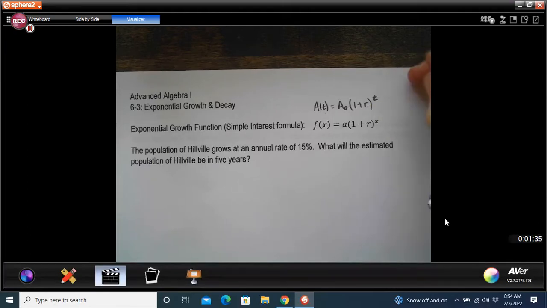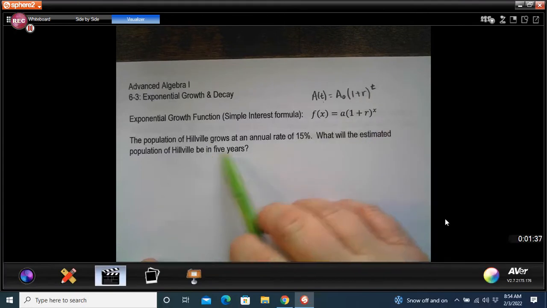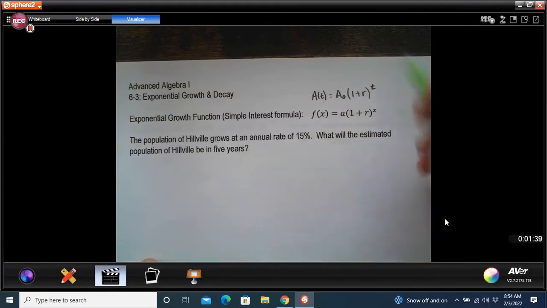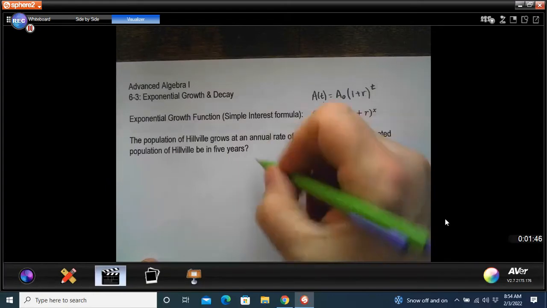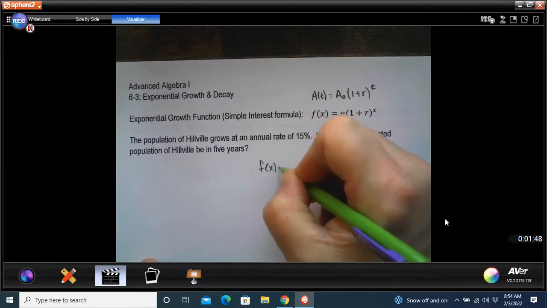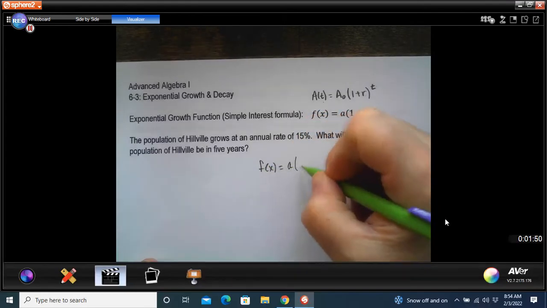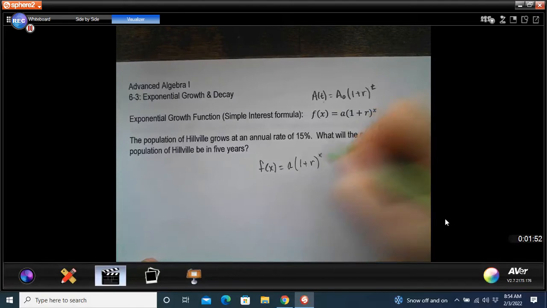Okay, so the population of Hillville grows at an annual rate of 15%. What will be the estimated population in 5 years? So basically, we plug that into our f of x equals a times quantity 1 plus r to the x.